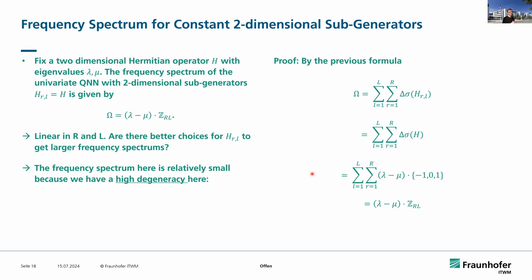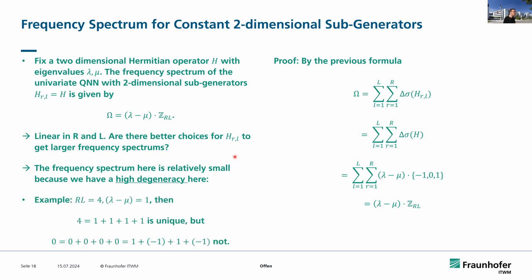The frequency spectrum is actually very small in this example, and that's because we have a high degeneracy here. What do I mean by that? Let's make an example. Let's say R times L equals 4, and for convenience, the scaling factor is 1. We don't want to handle the scaling factor here. And then the question is, how do I get the number 4? It's just 1 plus 1 plus 1 plus 1. And that combination is unique. With 4 summands out of this set, how do I get the number 4? That's the only possible combination.